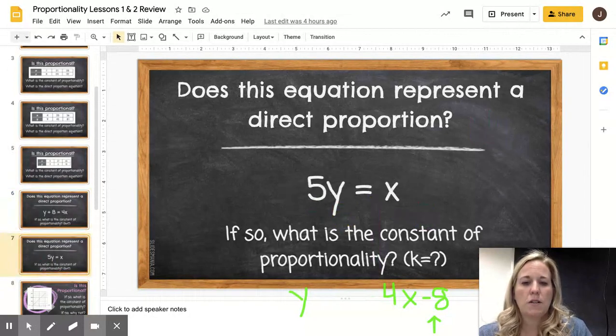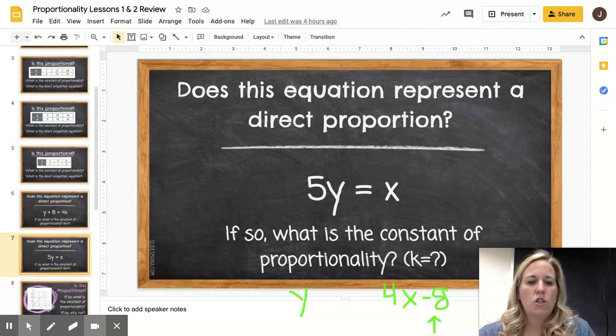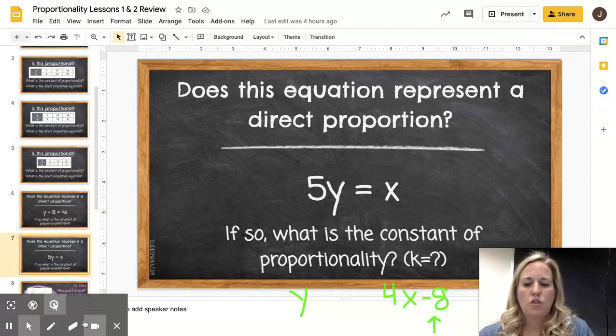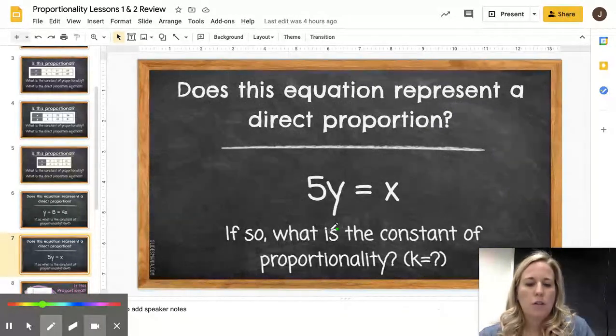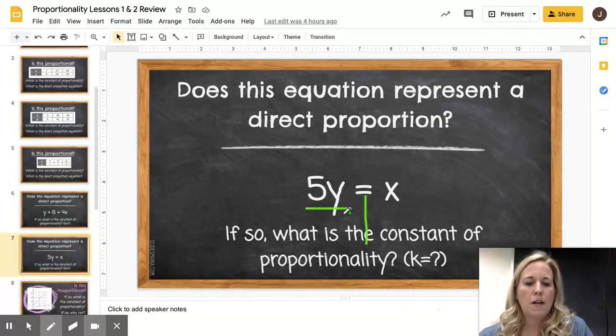Let's try the next one. Okay, does this equation represent a direct proportion? Let's try again. So pause me and answer it. All right, let's do this one together. So again, I want the y by itself, so I'm going to drop my line. The 5 is with the y right now, so I'm going to divide by 5. And I end up with y equals x over 5.